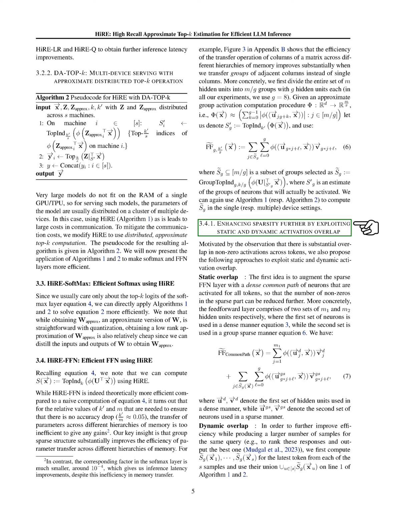Furthermore, we propose methods to enhance sparsity by exploiting the overlap in non-zero activations across tokens. We introduce the concept of static and dynamic activation overlap. For static overlap, we augment the sparse FFN layer with a dense path of neurons that are activated for all tokens. This approach allows us to reduce the number of non-zero activations in the sparse part of the layer.